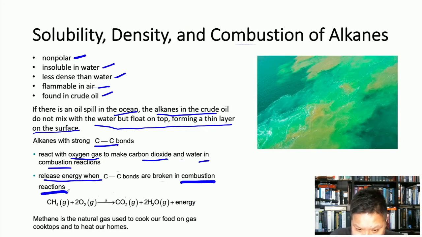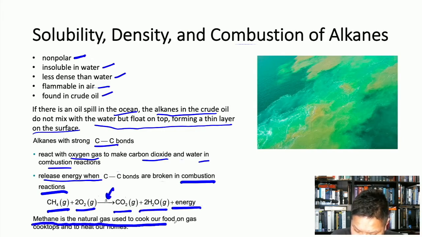But we need them, though, because those strong carbon-carbon bonds react with oxygen gas to make carbon dioxide and water, releasing tons of energy, in a reaction that we already know as the combustion reaction, right? So here we have methane gas combining with oxygen, some heat right there, and you're getting carbon dioxide and water and tons of energy, right? And as I already said before, methane is the natural gas that's used to cook our food on gas cooktops in our homes and heat our homes.